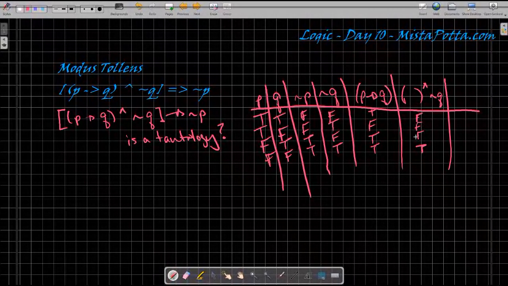Everywhere else is false, but this is my antecedent, and negation P is my consequent. So when I do my final comparison, my final conditional, I'm looking for a statement where my antecedent is true and my consequent is false, which just doesn't exist. So we do end up with a tautology. And so this is a valid argument.